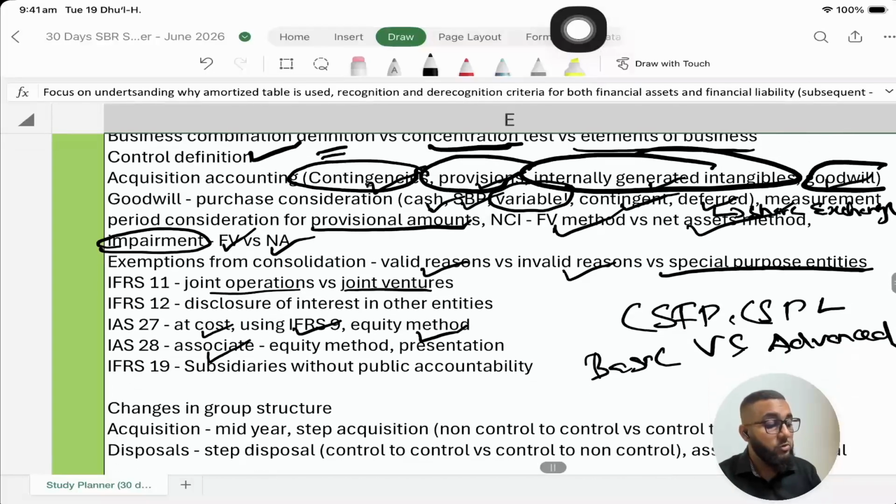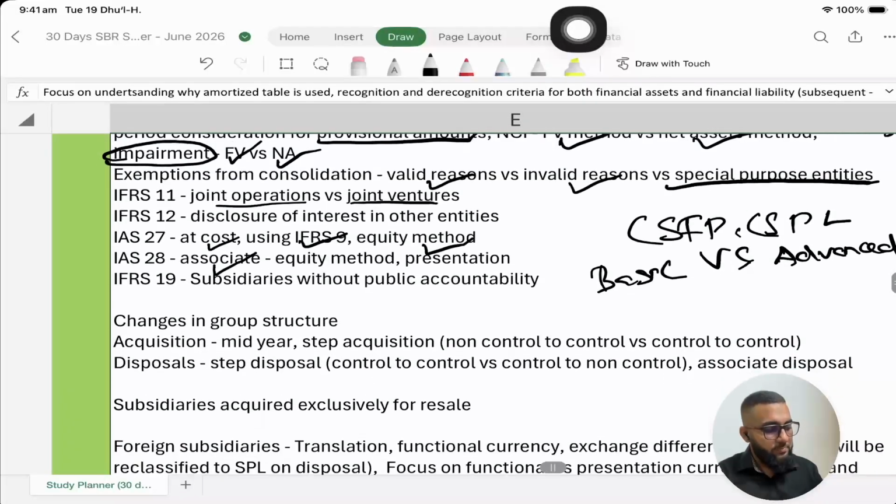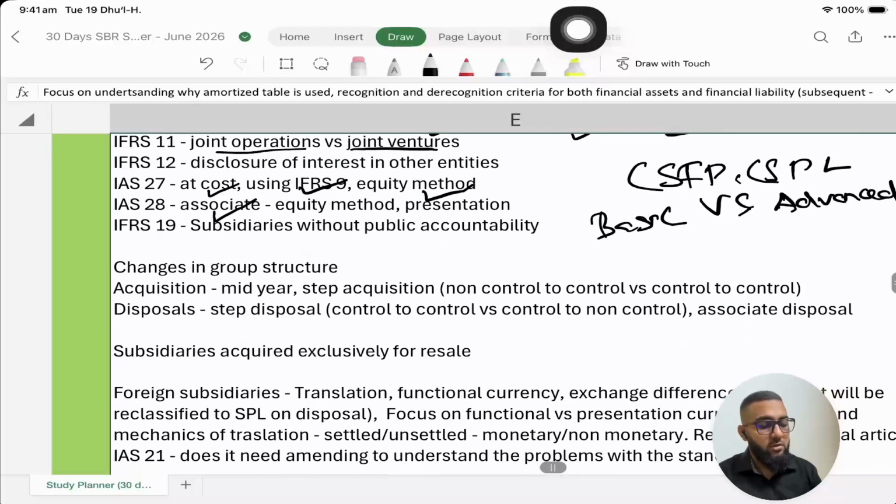Subsidiaries without public accountability. Then changes in group structure. When it comes to changes in group structure, the changes can happen either from an acquisition perspective or a disposal perspective. From an acquisition perspective, there can be a mid-year acquisition, where the acquisition happens in the middle of the year. Step acquisition, right? The acquisition happens step by step. First it was a financial instrument, then it became an associate, then it became a subsidiary when control was obtained. First there was nothing, just an investment. Then there was significant influence, so it becomes an associate. Then control is obtained, and it becomes a subsidiary. That's step acquisition.